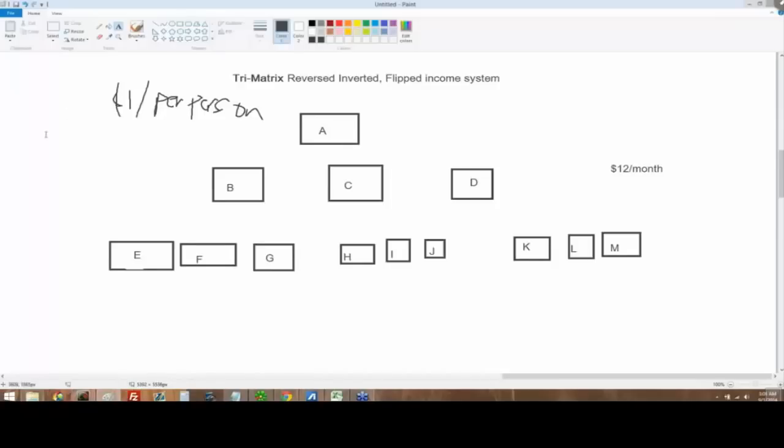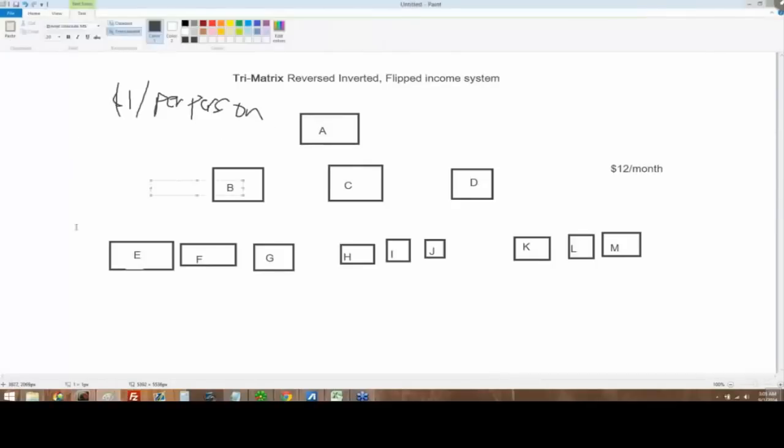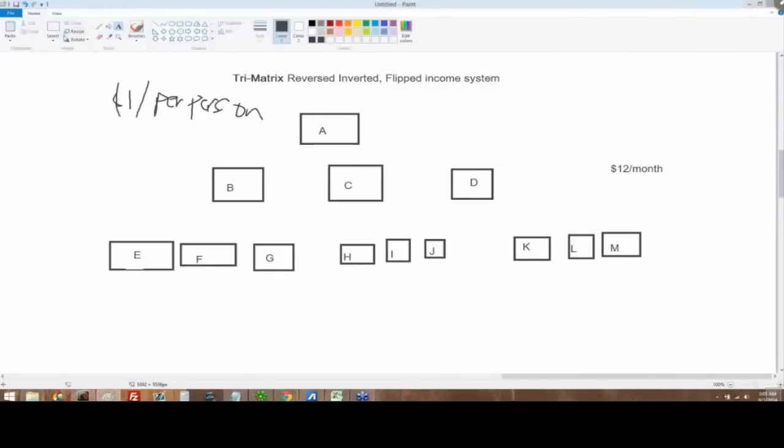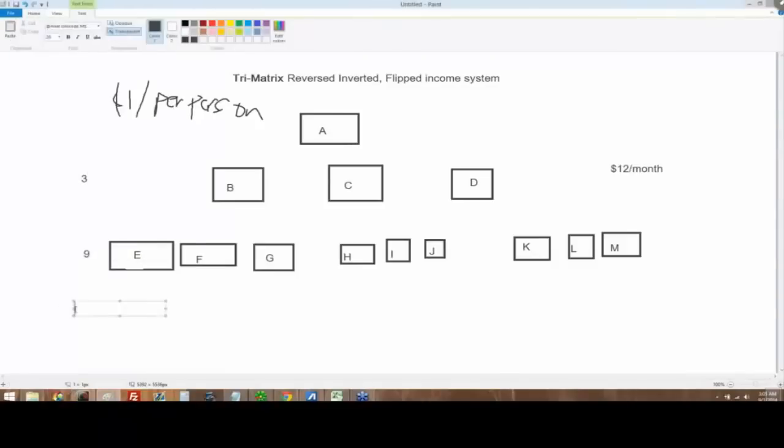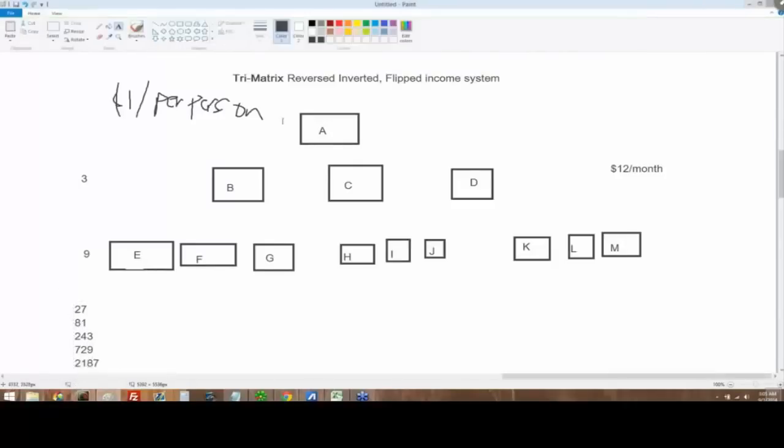Okay, so what we have here is a 3 by 7 matrix. That means everything goes 7 levels deep. So this is A, and here's A's level 1, level 2, level 3, level 4. So A's level 1 has 3 people, level 2 has 9 people, level 3 is going to have 27, then 81, then 243, then 729, and then 2187. Those are going to be the total number of people in A's matrix.